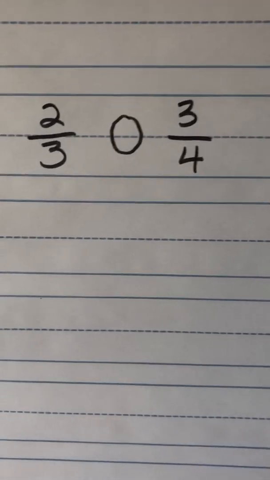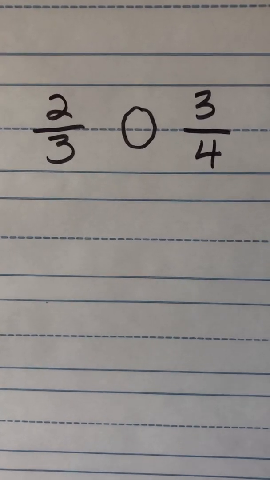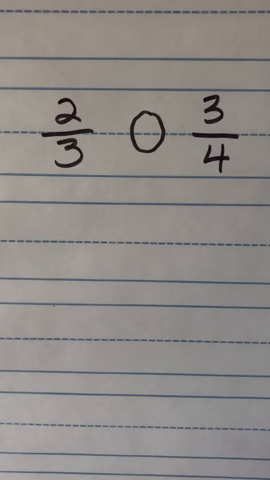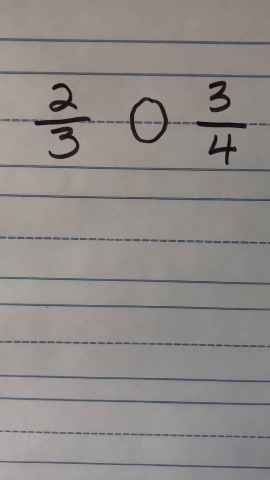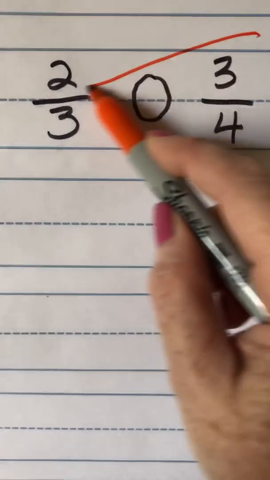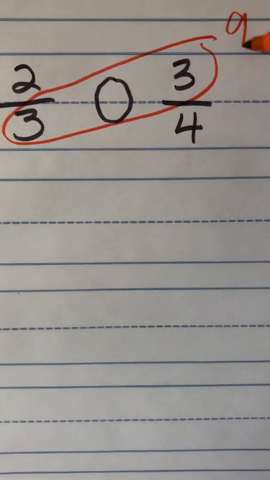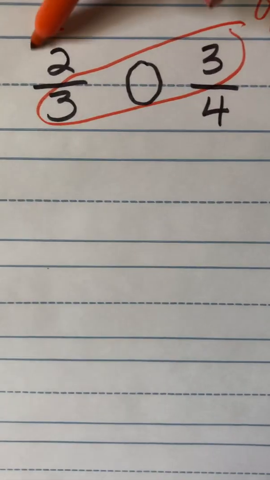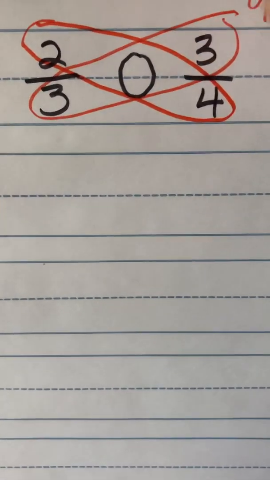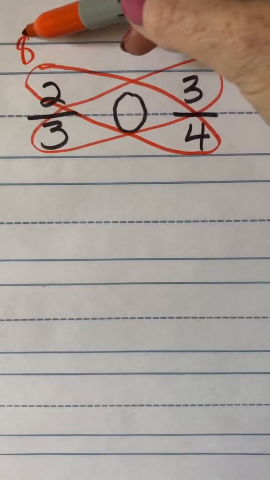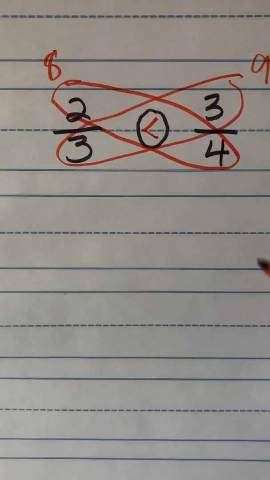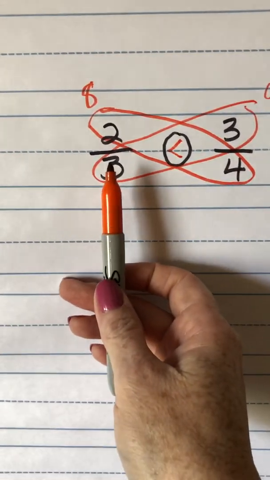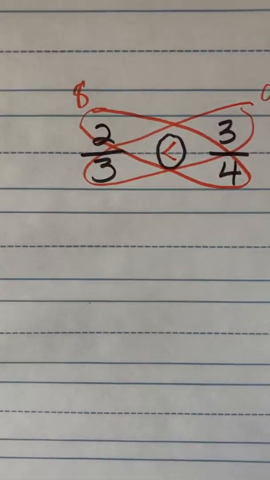And here comes our last one. I would like you again to go ahead and pause and write those down. Okay, you should have gotten 3 times 3 is 9, and 2 times 4 is 8. So indeed, what we find, and I hope you found, is that 3/4 is greater. So we would say 2/3 is less than 3/4.